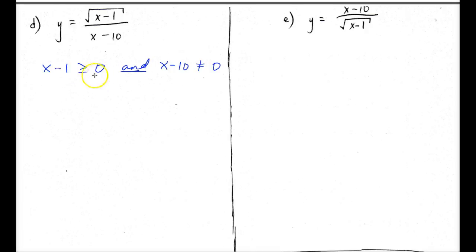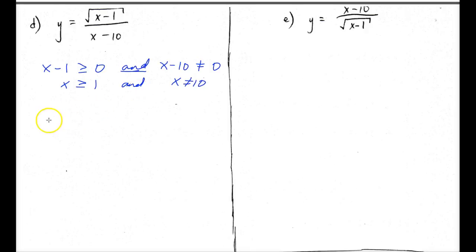And of course, for this first criterion, if we added 1 to both sides, we see that x has to be greater than or equal to 1. In addition to that, we see here that, of course, if we add 10 to both sides, x cannot be equal to 10. So we have to pick the x values that meet both of these conditions at the same time.